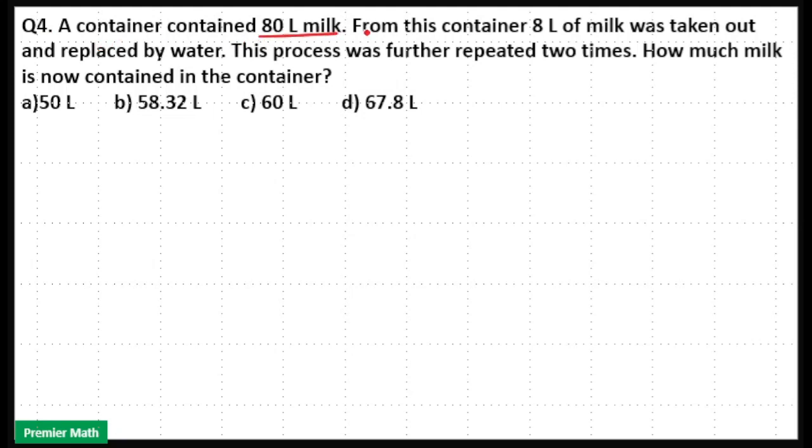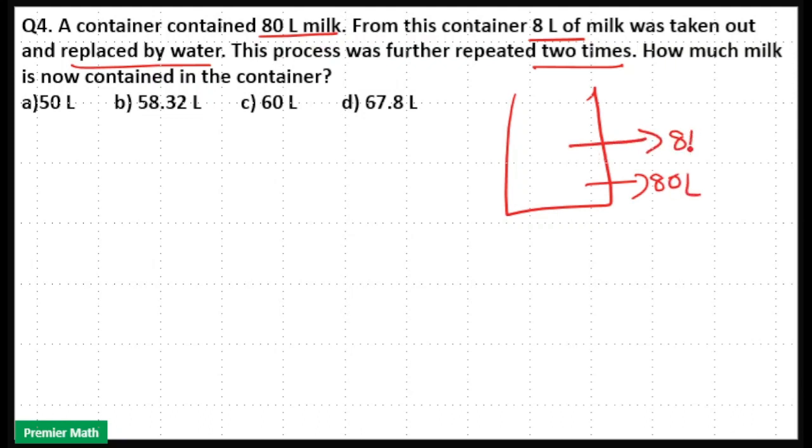A container contained 80 liter of milk. From this container, 8 liter of milk was taken out and replaced by water. The process further repeated 2 times. How much milk is now contained in the container? So, there is a container and it has 80 liter of milk. Now, a person taken out 8 liter of milk from it and added 8 liter of water to it. Now, this process repeated 2 times. That is, process happened 3 times totally. Now, finally, we have to find out the final milk present in this container.